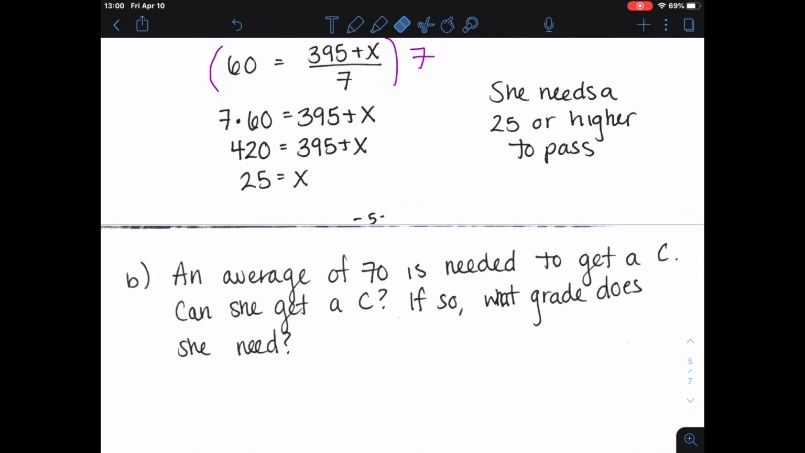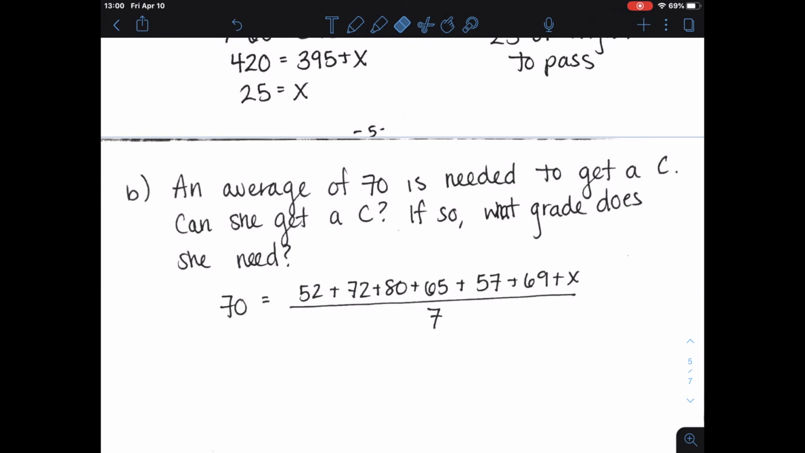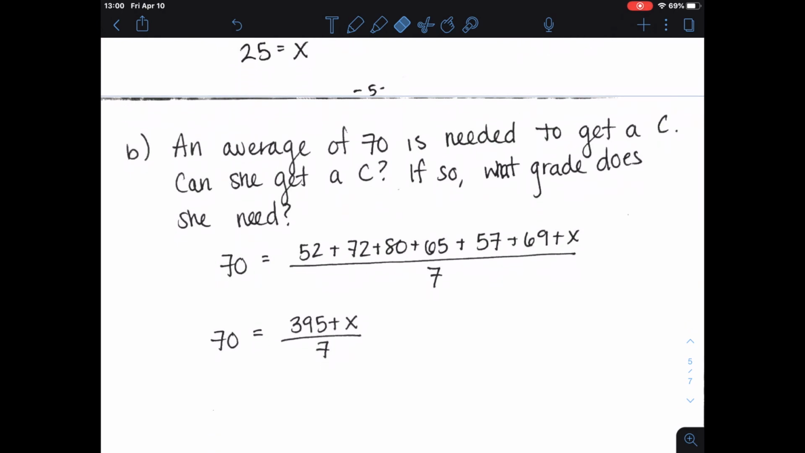Now, if she wants a better grade and maybe wants a C in the course, she needs an average of a 70. So now we want to figure out what grade she actually needs to get a C. So it doesn't change much. All that is a new average on the other side. She needs a 70, and that's going to be the sum of those scores plus this last test over 7. So same process. When you add up those values, it's still 395 plus X.